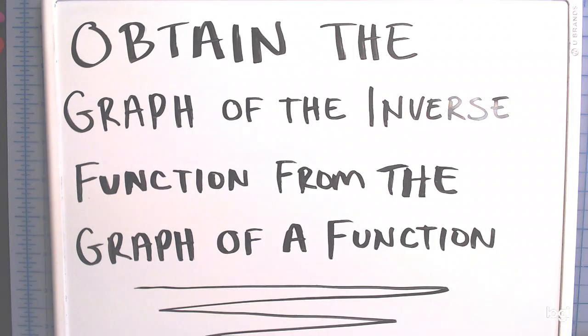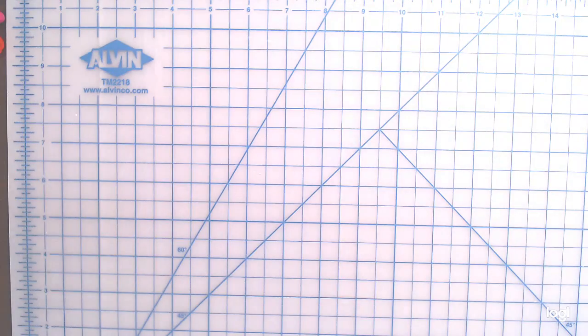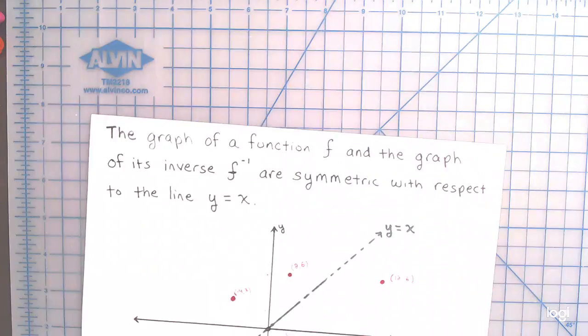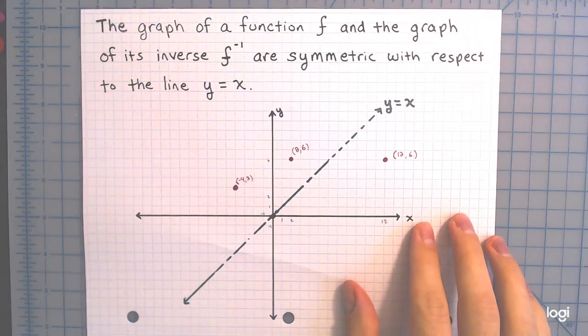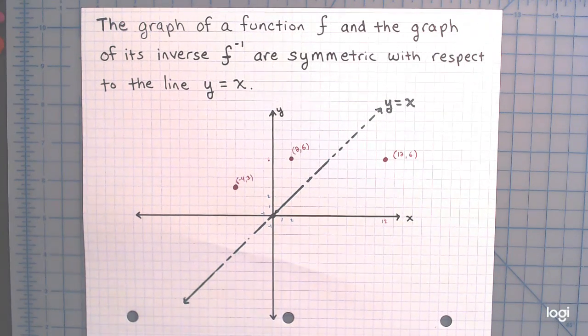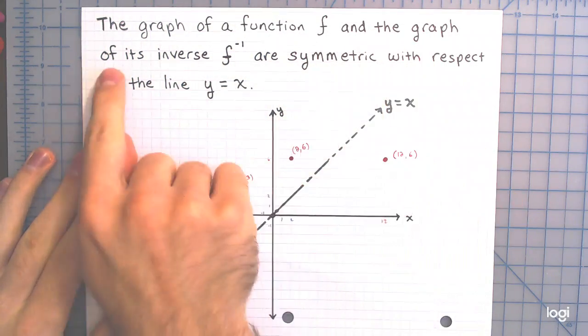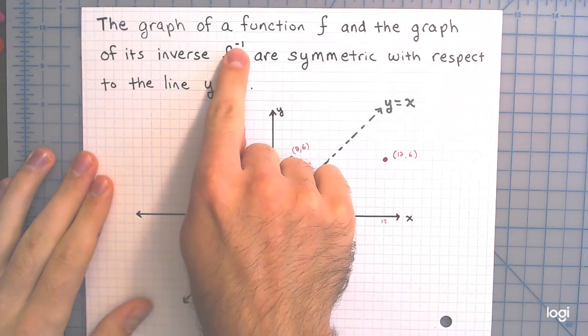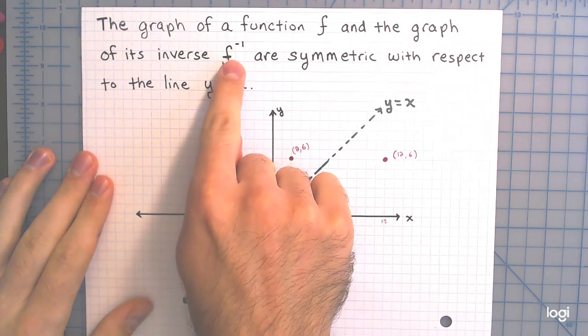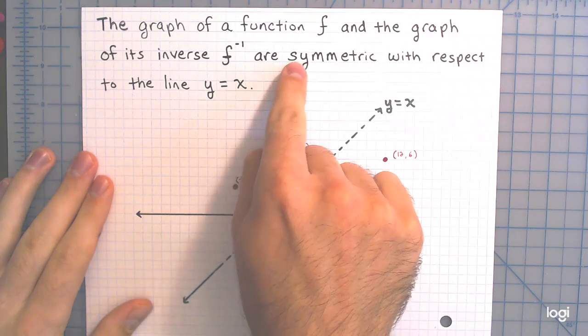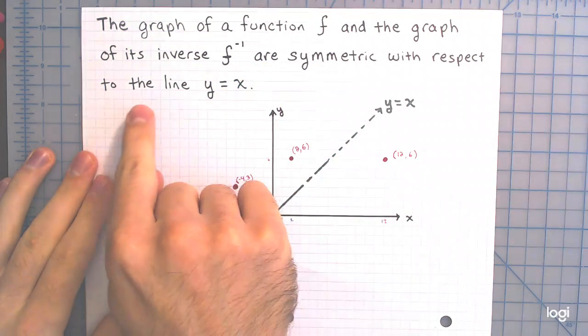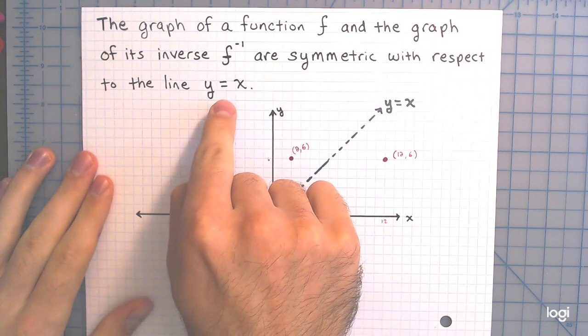Okay. So on my first page, I just have some graph paper here, and I just want to put a nice note about the relationship between the graph of a function and its inverse. The graph of a function f and the graph of its inverse, f inverse with the little -1 above it, are symmetric with respect to the line y equals x.